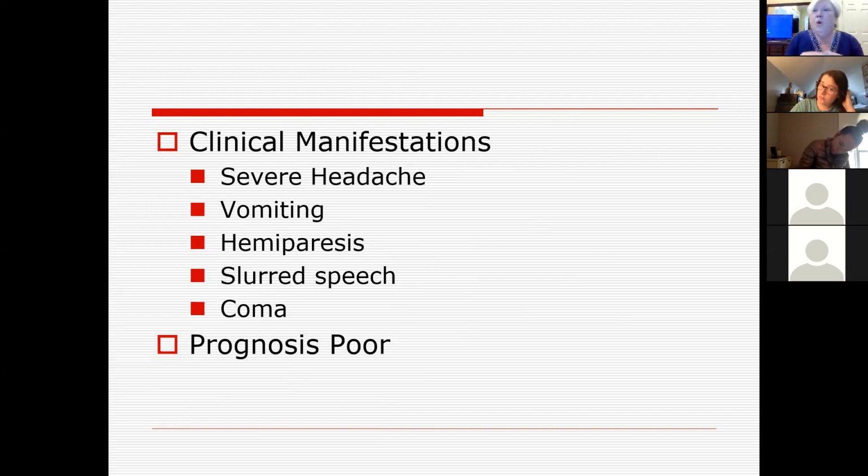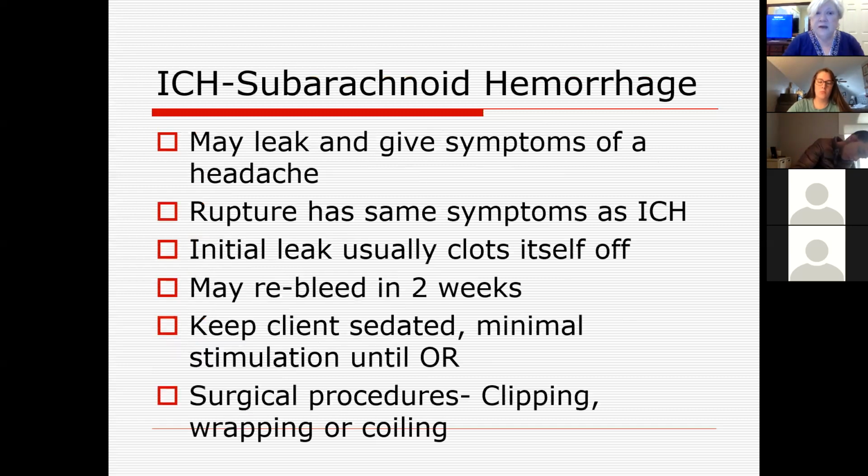All right, so we have intracerebral hemorrhages. The most common, not the only, the most common kind of intracerebral hemorrhage is an aneurysm, a ruptured aneurysm. And the most common kind of ruptured aneurysm is a subarachnoid hemorrhage. There are others, but the most common is a subarachnoid hemorrhage. Now, again, most people that have a subarachnoid hemorrhage, which is an aneurysm, will die.